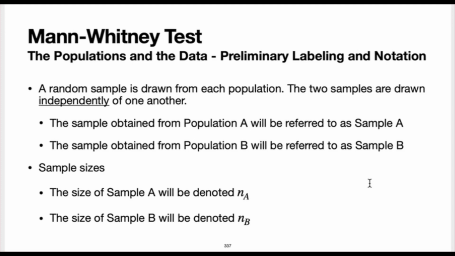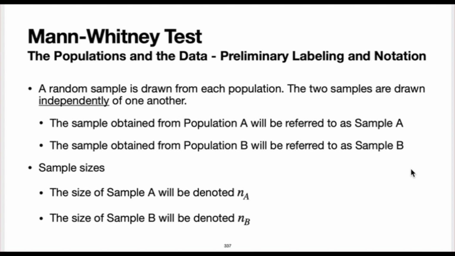Now, we need to give a name or attach a label to these two samples. So since we're using the labels population A and population B for the two populations, let's refer to these samples as sample A and sample B. So sample A will be the name of or the label we attach to the sample from population A. And sample B will be the label that we attach to the sample from population B.